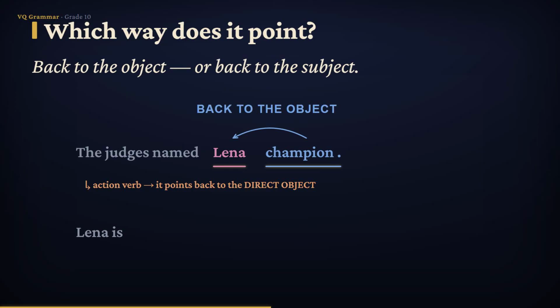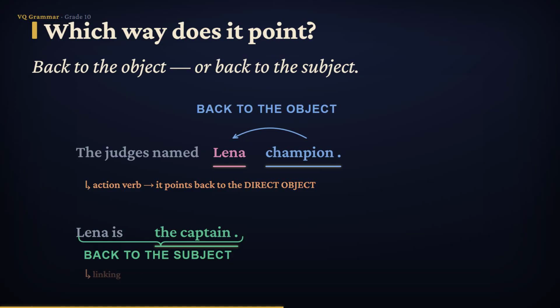Now the second. Lena is the captain. The verb here is, a linking verb, no action at all. And captain reaches back past that verb and lands on Lena, this time the subject. A linking verb sends the complement back to the subject. Same shape on the page, opposite direction underneath. And what tells you which? The verb. Always the verb.